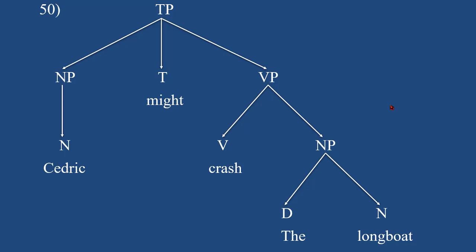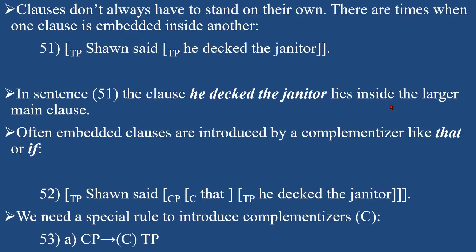A tree showing the application of this rule is given in 15. So look at this. So we have Cedric might crash the long boat. You can say, for example, Cedric crashes the long boat, and then T is optional. Okay, we can have a grammatical sentence without T, without might, which is the modal here, and of course, if we have it, then it's also grammatical. So that's what we have just talked about. All right, so T here is optional. The rest is obligatory.